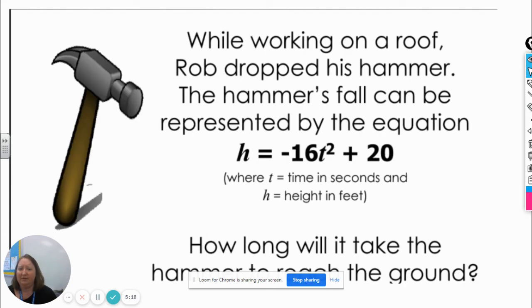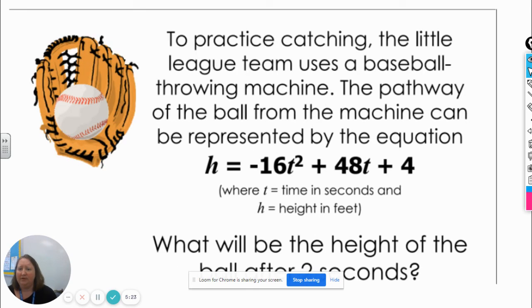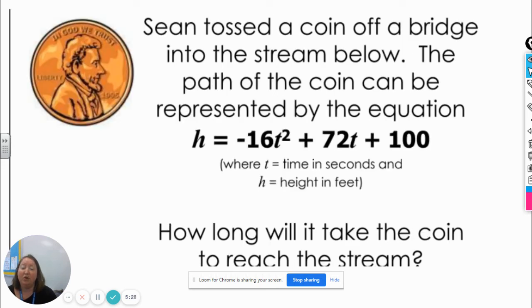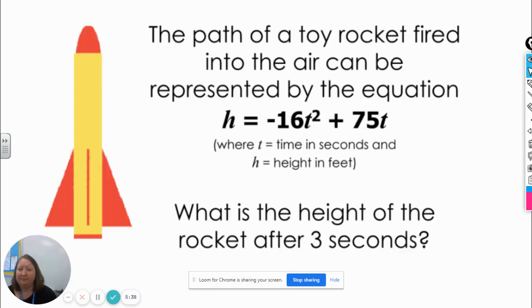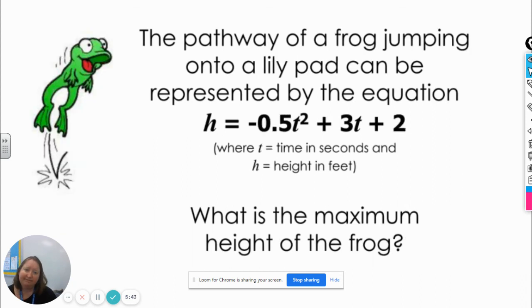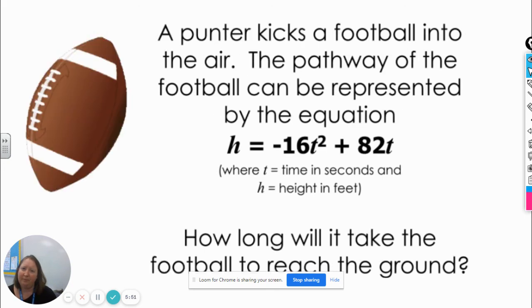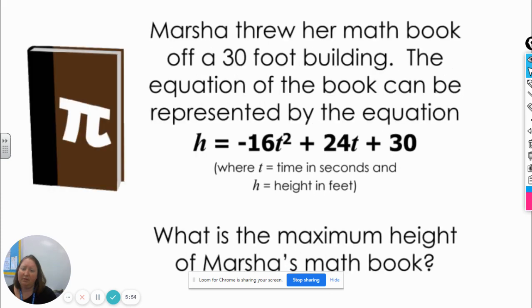Okay, and you can answer this question. Answer this question. Notice that all of these a values are negative 16 so far. That has to do with gravity. Here we go. Keep answering the questions. Oh, that's interesting. Not related to gravity, apparently. And I think there's two more.